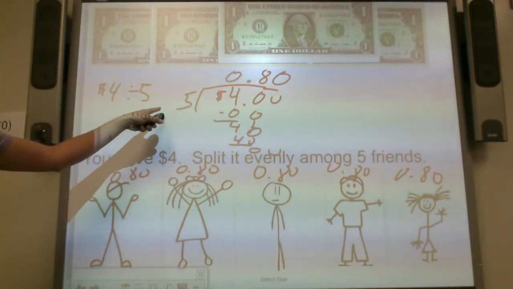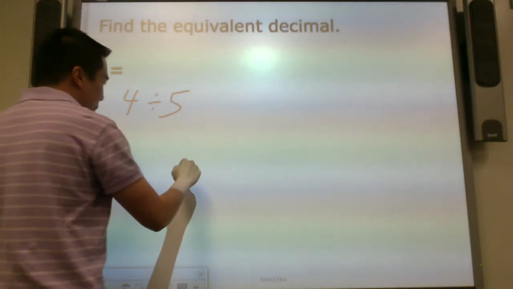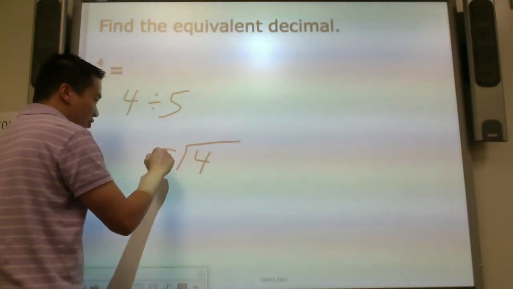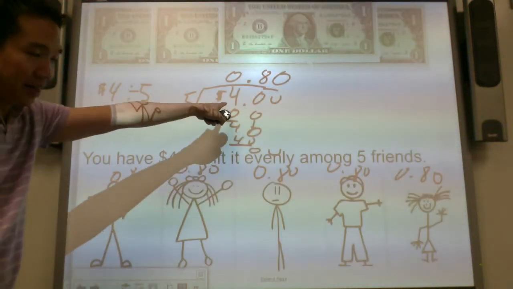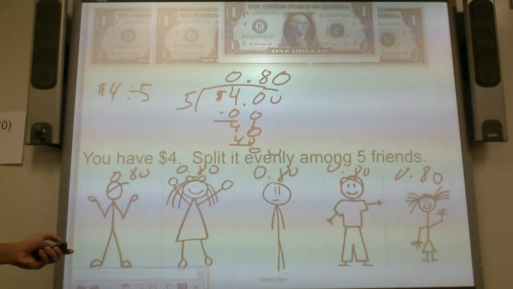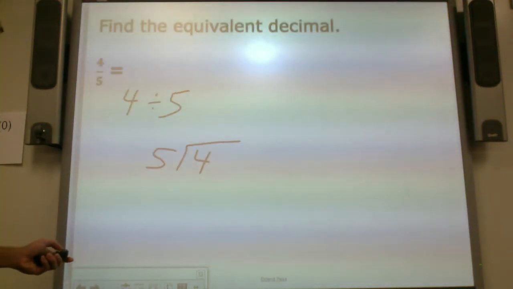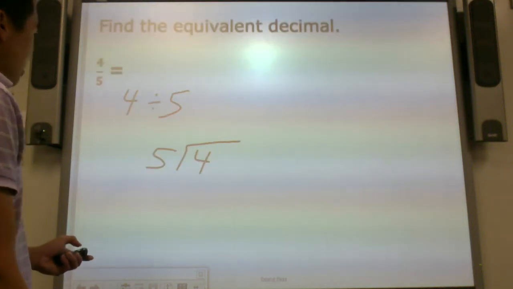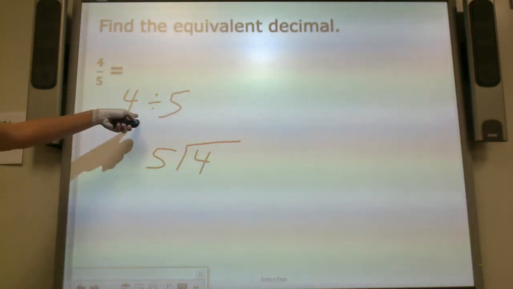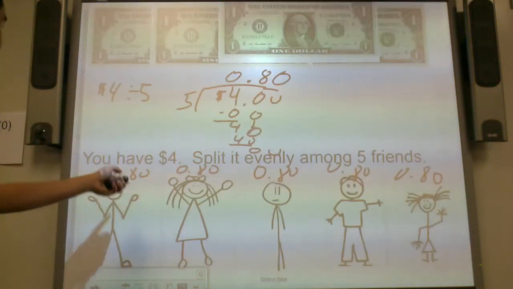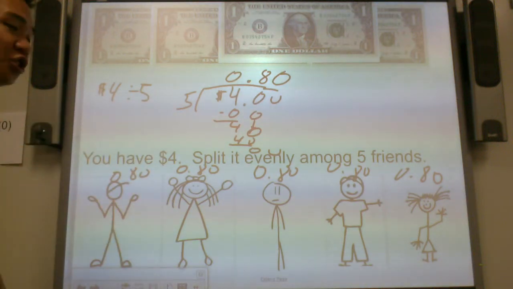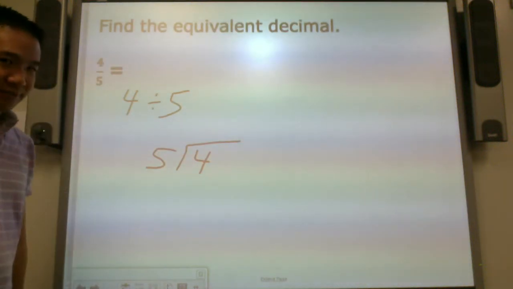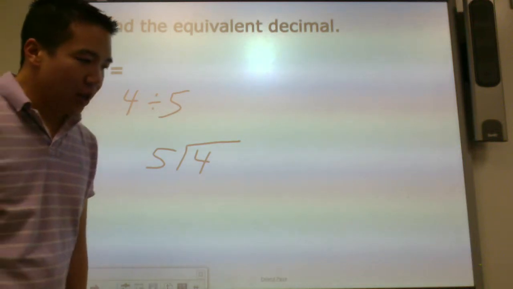Look right there. 4 divided by 5 parts. So you have 4, you're dividing into 5 parts. So it's the same problem. 4/5 is the same as 4 divided by 5. So it's all the same problem. So you do know how to do it. So don't say you don't know how to do it.